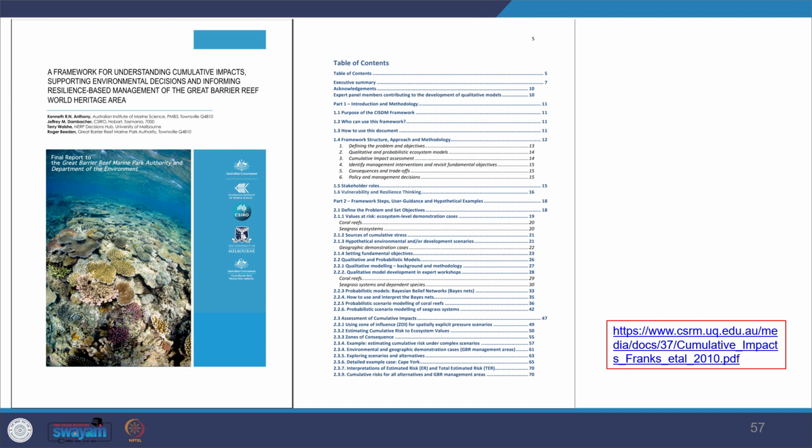You see they have given you the framework, structure, approach, methodology, as well as what are the risks involved here. And then you look at various models which are available for usage for this particular domain and assessment. How do you undertake assessment of cumulative impacts? And then they are also using zone of influence, which we have already studied, and then also estimating cumulative risk to ecosystem values. And they have also identified zones of consequences, so you can see all that here.